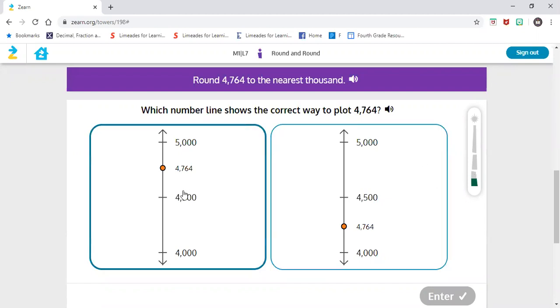So I'm going to compare my largest place value first, which is my thousands. So I have 4 and 4. They're the same, so that didn't tell me which one was larger. So then I go to my hundreds, and I have 700s and 500s. Which one is greater? Yes, the 7. So that means that I'm going to plot my 4,764 above my midpoint.